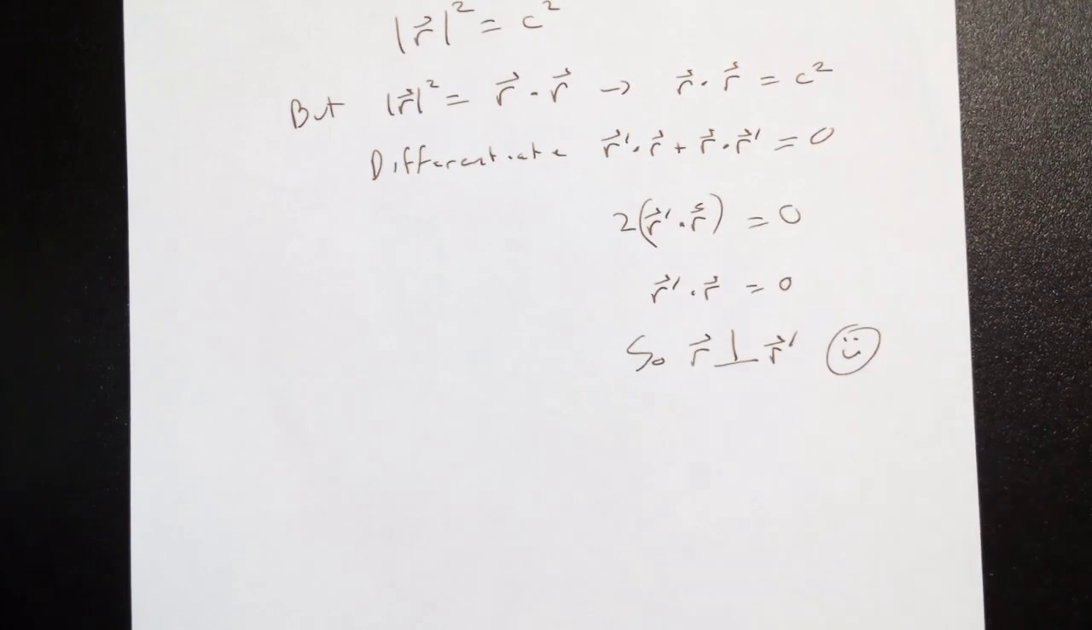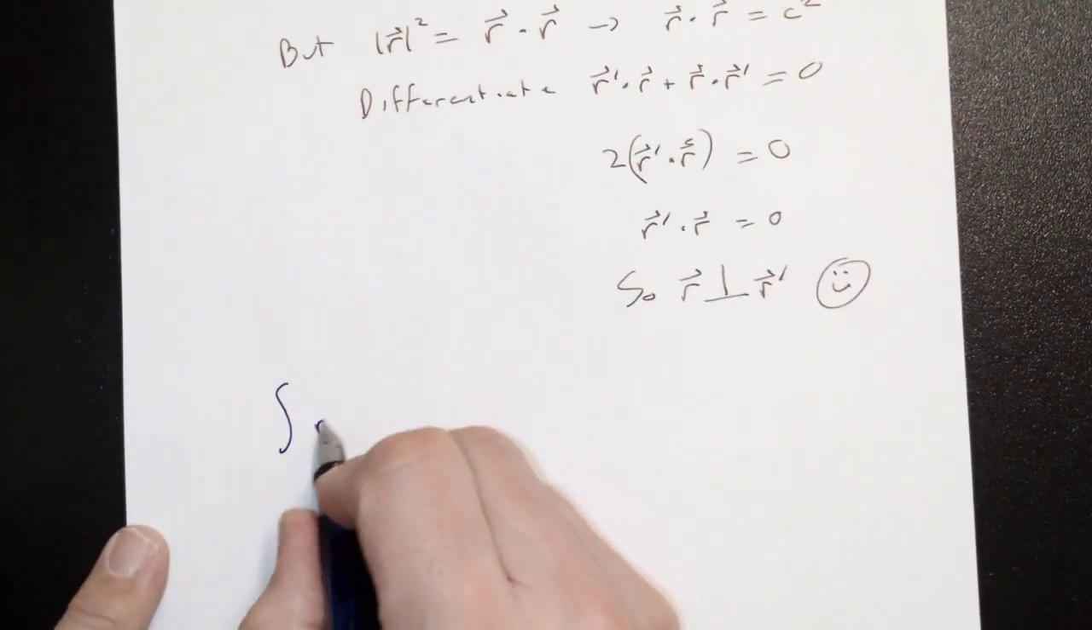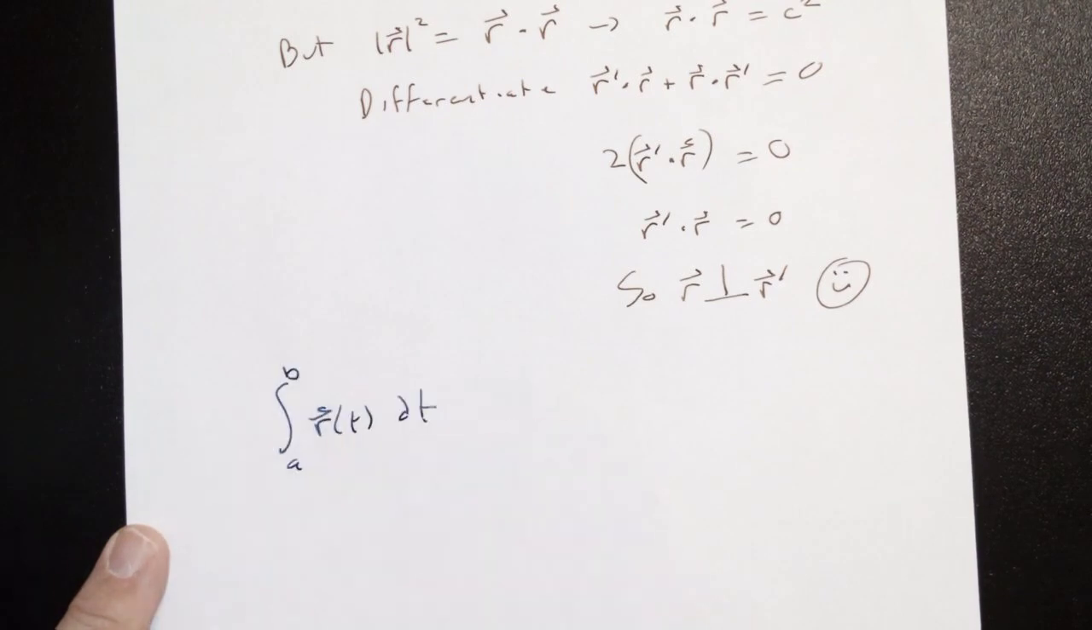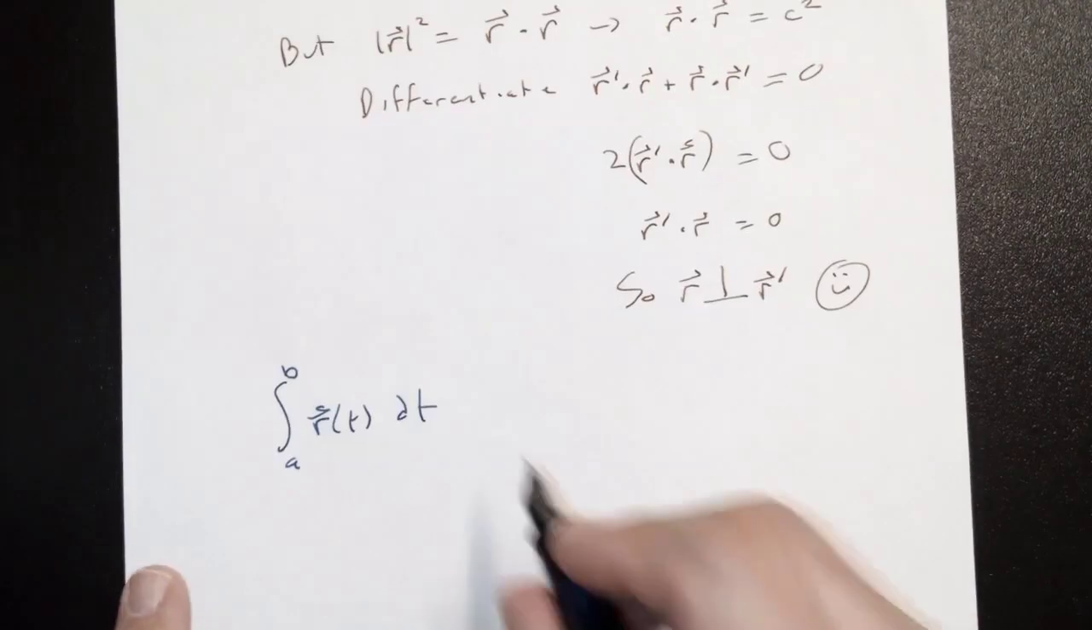I have spent 43 minutes doing derivatives. And the title of this section was derivatives and integrals. Where are the integrals? If I want to do a definite integral of a vector function, it is the definite integral of each of the component parts.